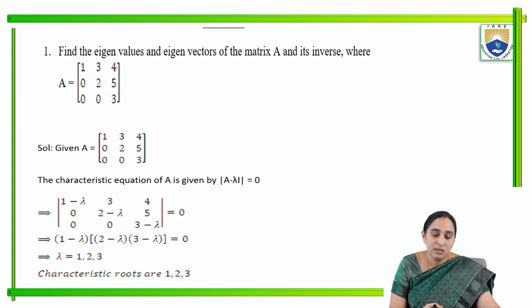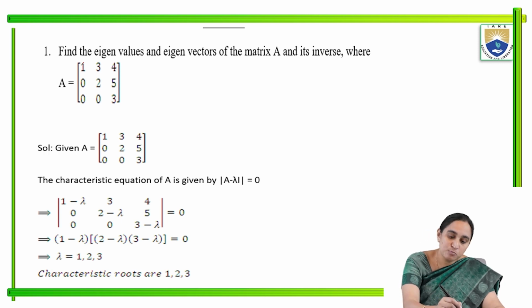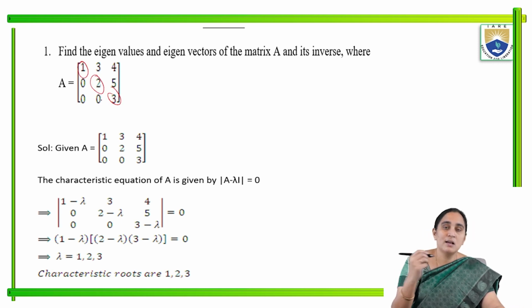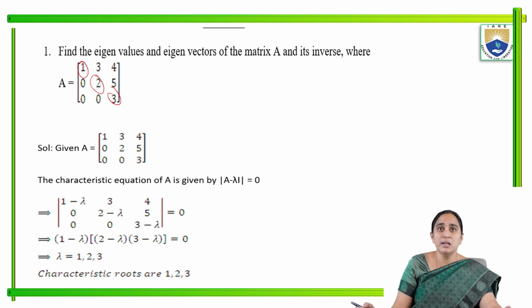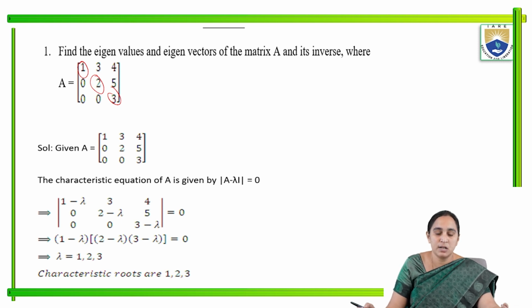First, observe that the given matrix is upper triangular. Upper triangular means the elements below the diagonal are zeros. In that case, without finding the eigenvalues, the diagonal elements are the eigenvalues. This is one of the properties of eigenvalues and eigenvectors: for an upper triangular or lower triangular matrix, the diagonal elements are the eigenvalues. Here the eigenvalues are 1, 2, 3.